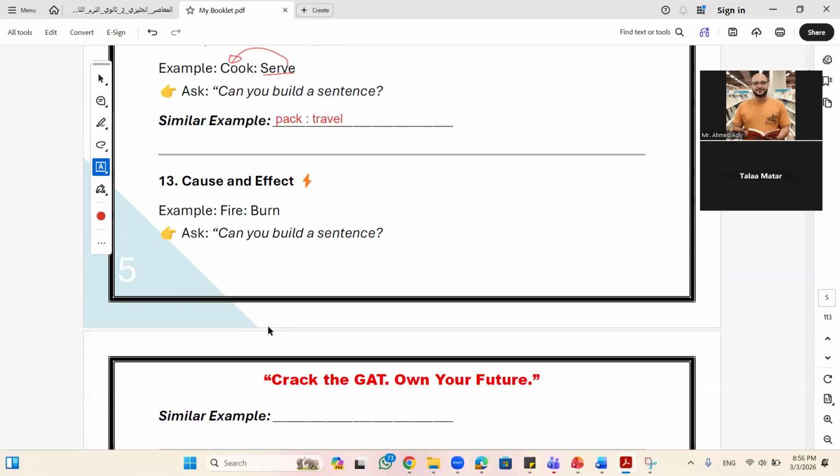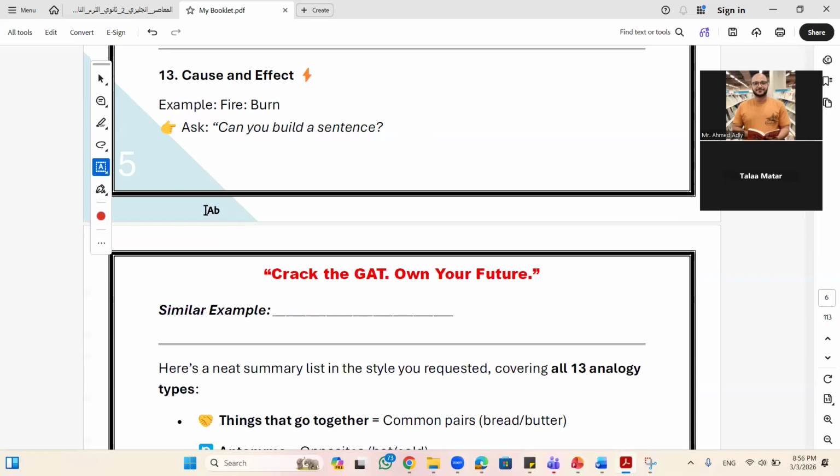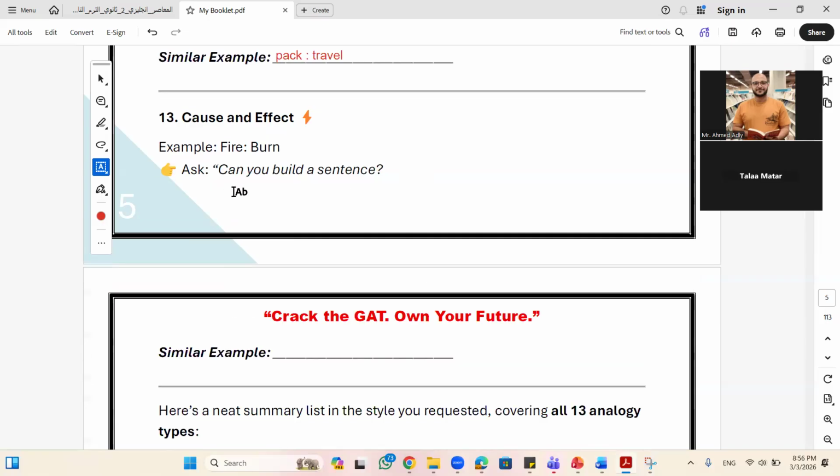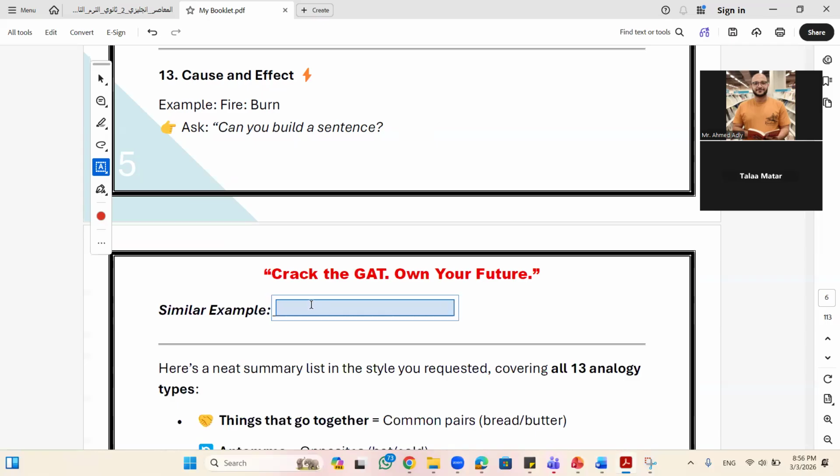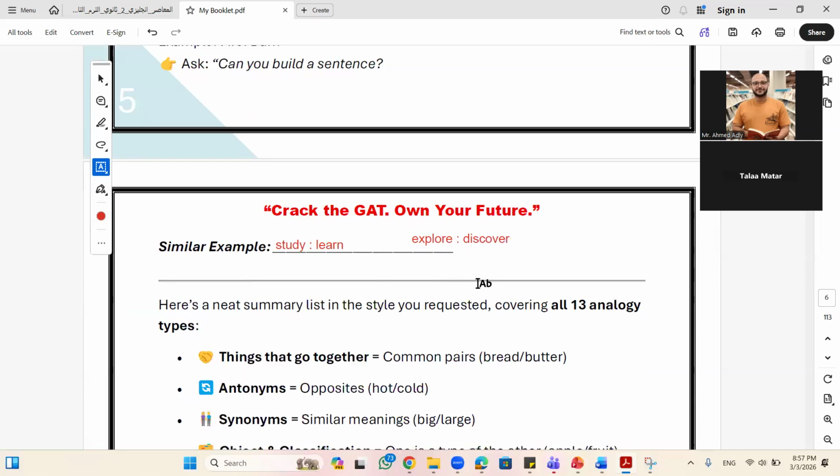Cause and effect. This is also a common relationship in examinations. Fire causes burn. We study to learn, or we explore to discover. I am trying to give you an example that appears in examinations, by the way. Explore things to discover them.